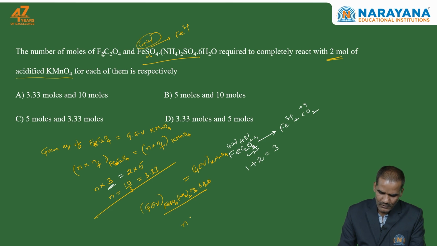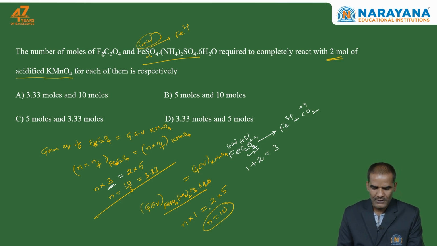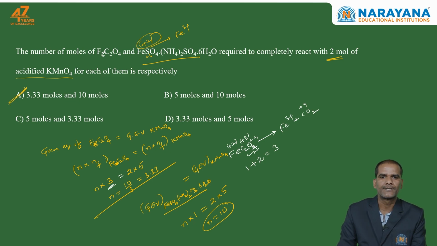So the number of moles into its N factor is 1, and similarly for KMnO4, as usual, the number of moles given is 2 and the N factor is 5. So n is equal to 10. In case of ferrous ammonium sulfate, the Morse salt, the number of moles required is 10, and in case of ferrous oxalate it is 3.3. Hence it is the first option, 3.33 and 10 moles respectively.